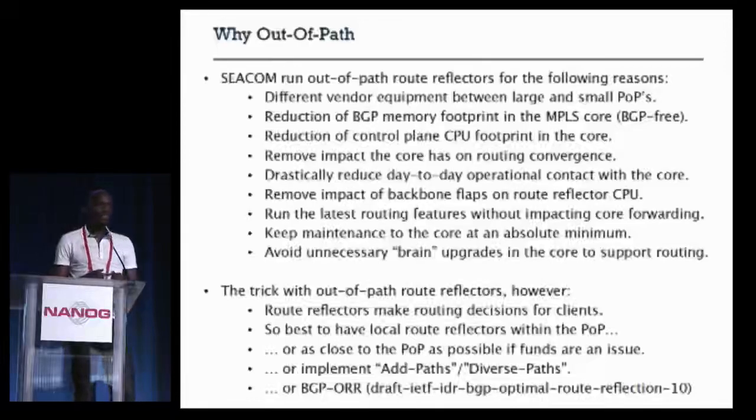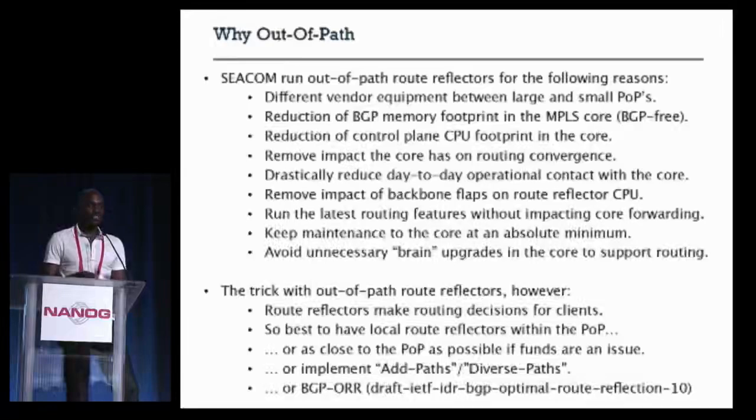Reasons for going out of path. When you have different vendor equipment for different parts of the network, it becomes easier to have a single system that you can use to standardize your config and your setup. In this case, BGP for IPv4, removing that out of the core means that you have less impact on your core routers, and less impact on the control plane in the core as well. The core doesn't have to be part of your routing convergence because there's no BGP running in the core for IPv4 anyway. We'll still run it for IPv6.